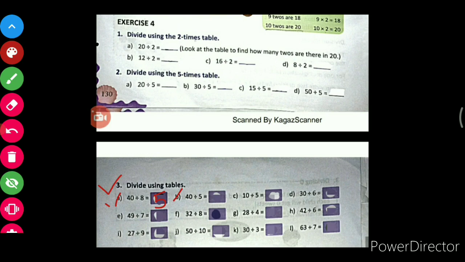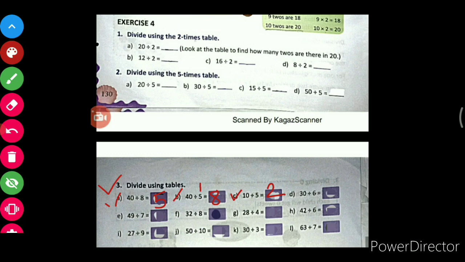Which multiplication table do you have to recall? 5, right? You just recall the multiplication table of 5 and find out with what number you multiply 5 to get 40. 5 8s are 40, right? Now see C part. Recall the multiplication table of 5 where you will get 10. 5 2s are 10, right? So we'll write 2 here.